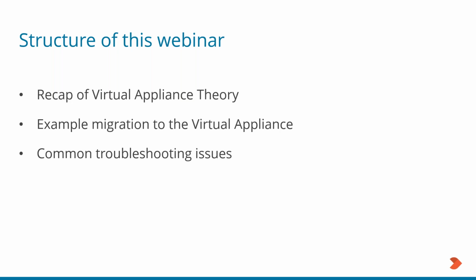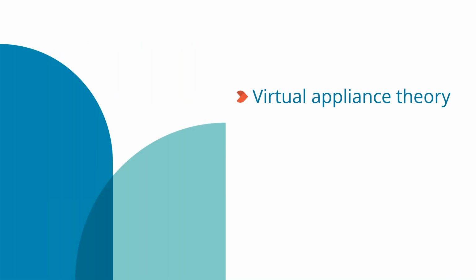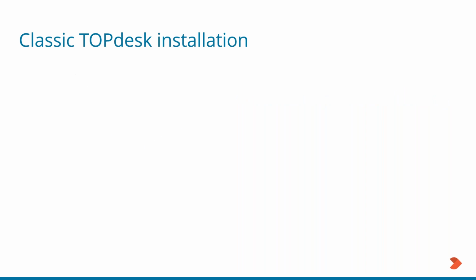Once we've done a recap of the theory, we're then going to explore an example migration to the virtual appliance, and along the way, we'll check out some common troubleshooting issues you might run into. So let's begin by looking at the virtual appliance theory. Like I mentioned before, not going to be a deep dive, more sort of surface level overview. Again, there'll be a link to our webinars page at the end of the webinar if you want to check out my colleague's more in-depth background webinar.